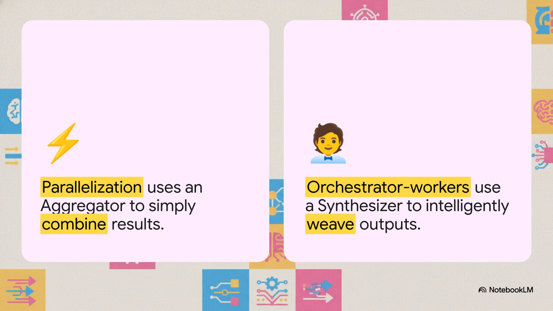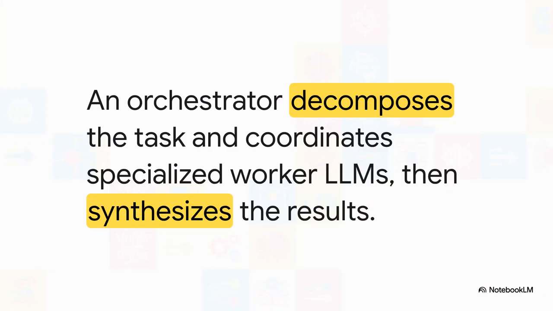Parallelization uses an aggregator to simply combine, or basically staple, the results together. Orchestrator workers, on the other hand, uses an orchestrator to intelligently coordinate specialized LLMs and a synthesizer to weave their work into a cohesive, intelligent final output. Honestly, it's the difference between blindly stapling 3 different essays together versus having a professional editor combine them into one seamless, brilliant article. Let's look at the formal definition of orchestrator workers.